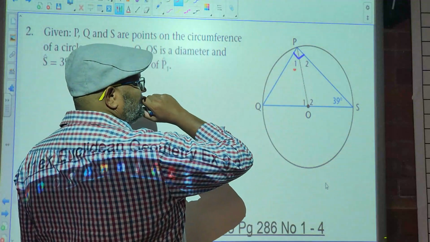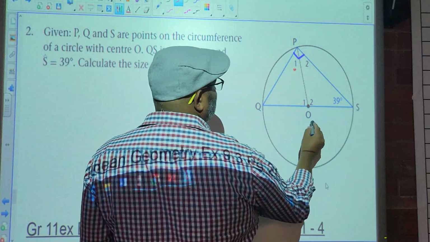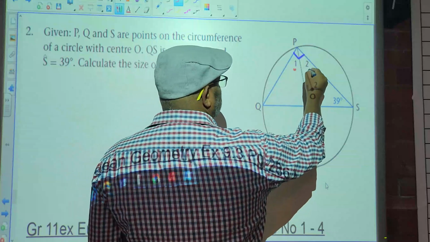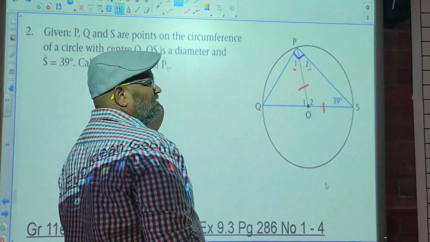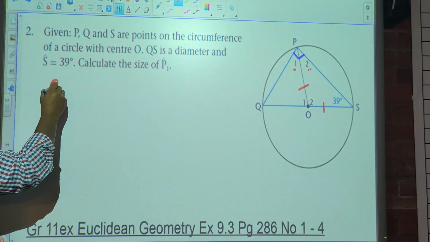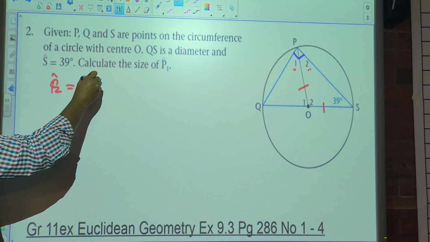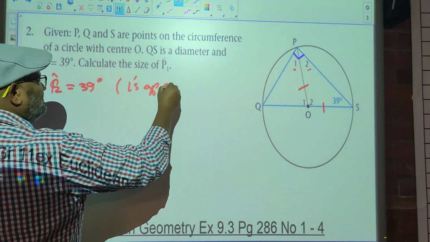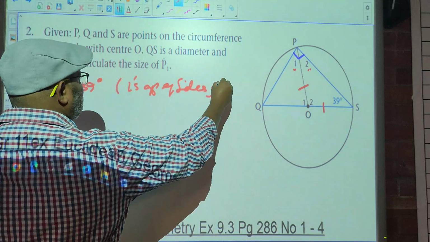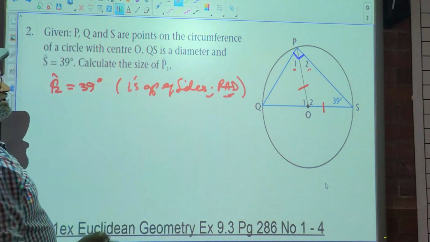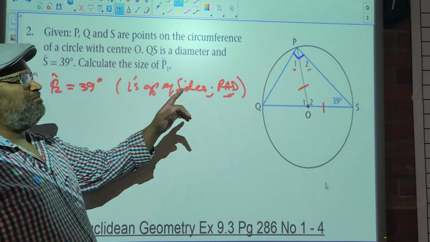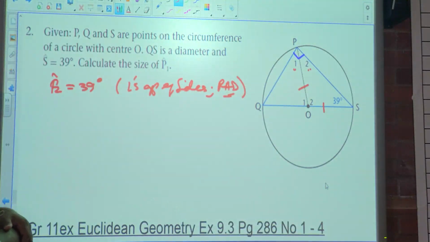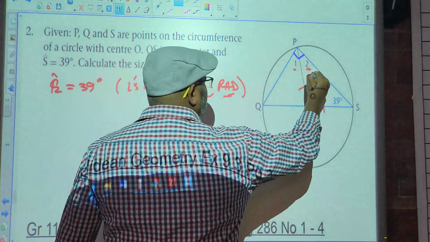But we know that if OS is your radius, then OP is also your radius, which makes P2 equal to 39. Why? Angles opposite equal sides, radii. People, if you're going to leave this out, you're going to lose marks. Otherwise, you could have said PO is equal to OS, radii, and then the next thing you need to say. So this is 39.